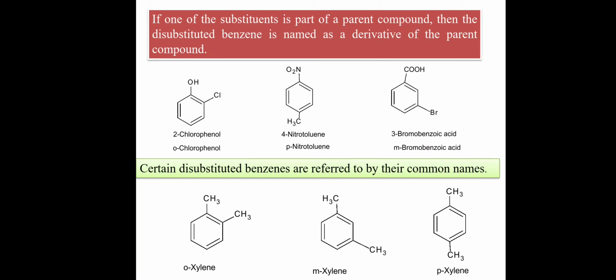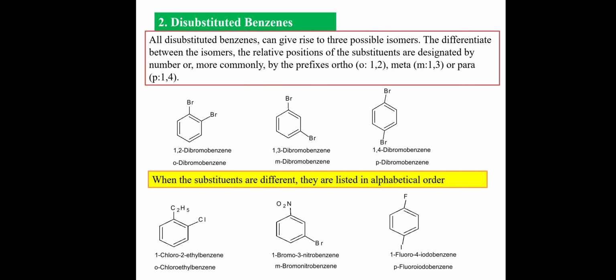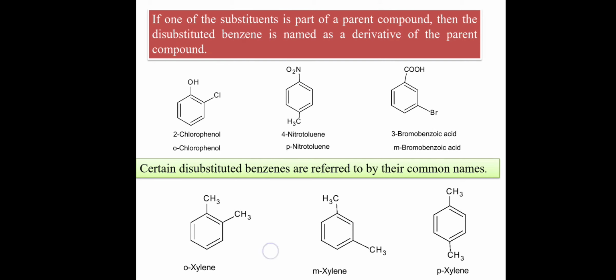Now, certain disubstituted benzenes are referred to by their common names. Here, if two CH3 groups are directly attached to the benzene, and if they are in a 1-2 relationship, then the name of the compound is xylene. That means ortho-xylene. If two CH3 groups have the 1,3 position, that means this 1, 2, 3, they are meta. Hence the name of the compound is meta-xylene.